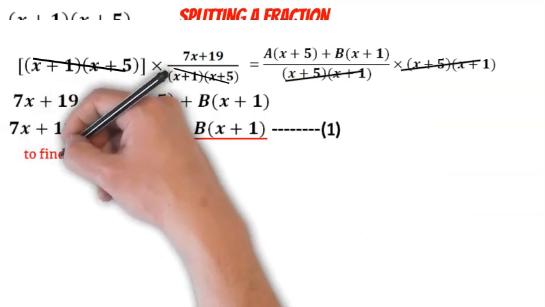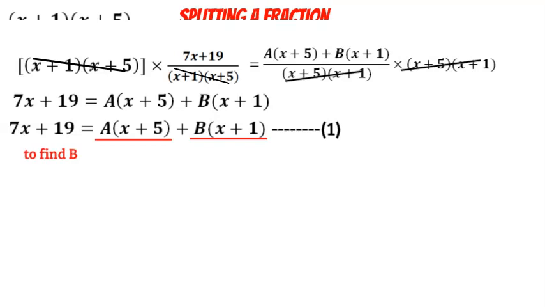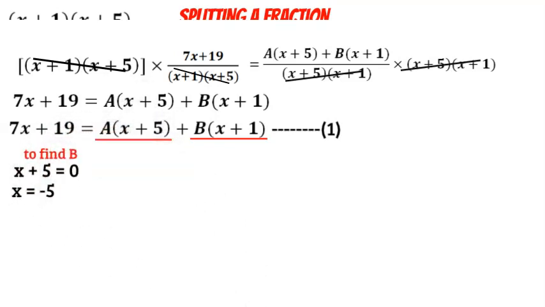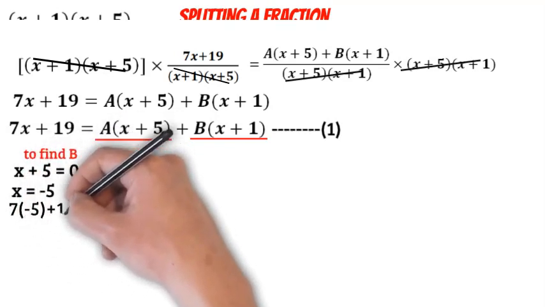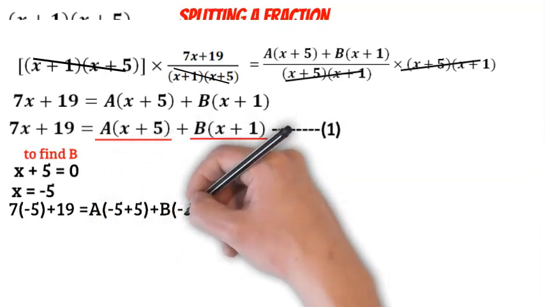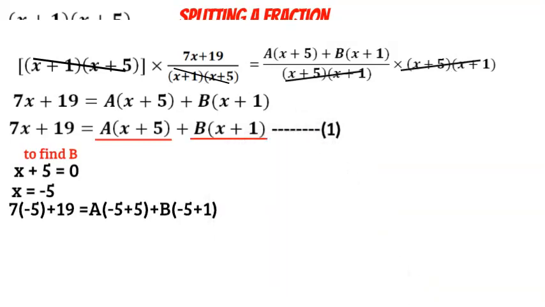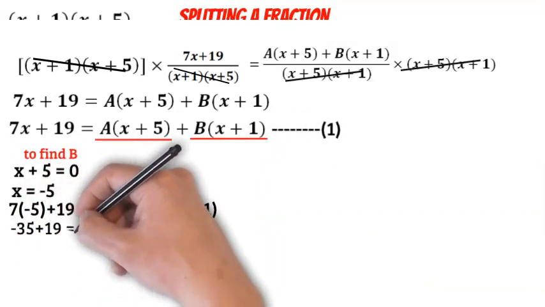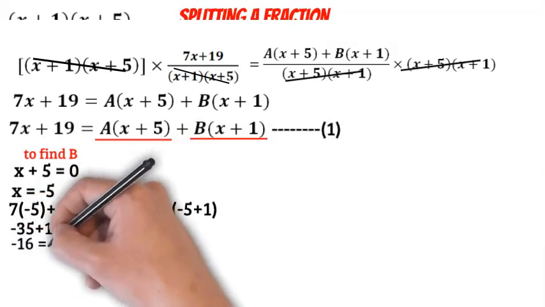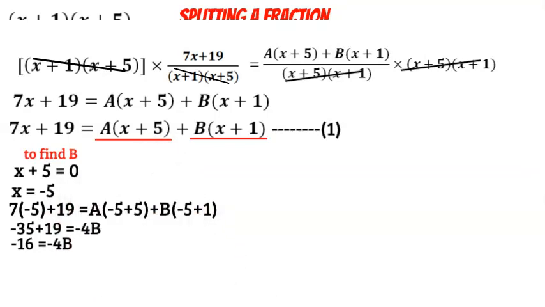Substituting the roots or zeros of (x + 5) and (x + 1) can help. To find B, find the zero of x + 5, that is, x + 5 equals 0. So if plus 5 crosses over to the equality sign, our x is equal to minus 5. Then put it into equation 1 to get 7(-5) + 19 equals A(-5 + 5) + B(-5 + 1). That will give us -35 + 19 equals -4B. Solving that, we have -16 equals -4B. Dividing both sides by -4, our B is equal to 4.